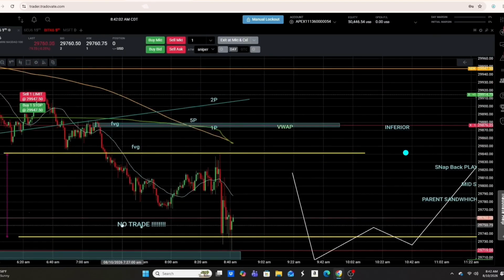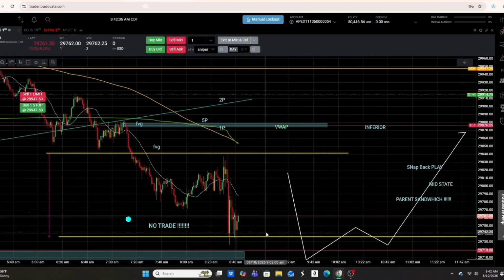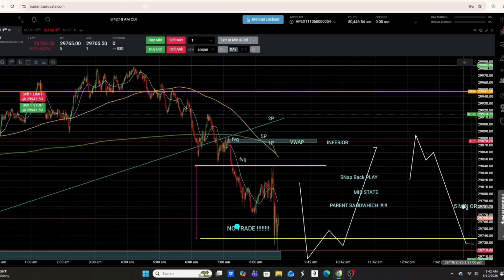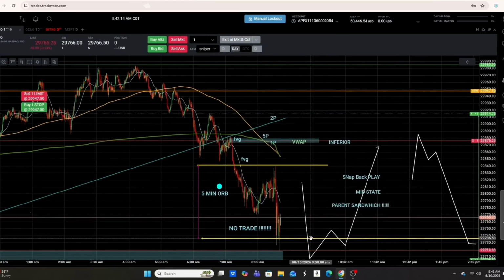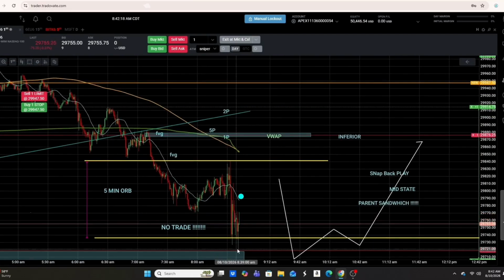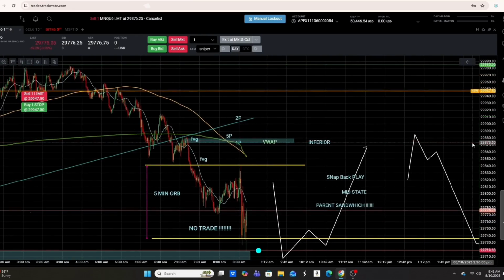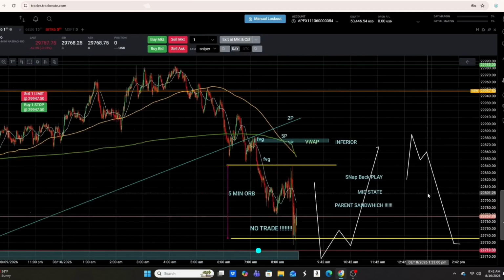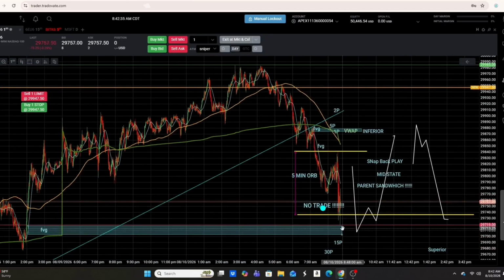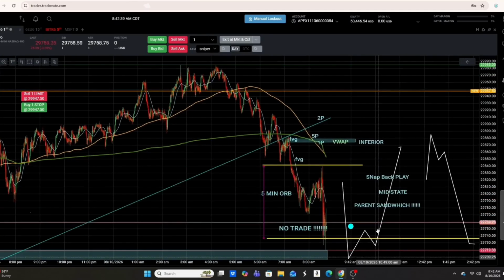Negative. Not when you have a parent sandwich, folks. This is a no trade. That's why I wrote no trade right here. Right? 5-minute ORB. This is how we play it. When it's a parent sandwich, we have to know where the parents are and know that price is going to turn right there. So we don't trade that. You see, I even wrote no trade on my board.